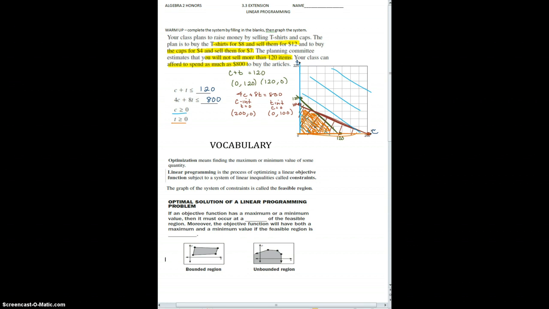Optimal solution of a linear programming problem. If an objective function has a maximum or minimum value, then it must occur at a vertex of the feasible region. Moreover, the objective function will have both a maximum and a minimum value if the feasible region is bounded. Should kind of make sense. If it's not bounded, then this one, for example, could go on forever and ever, and there really would not be a minimum value.